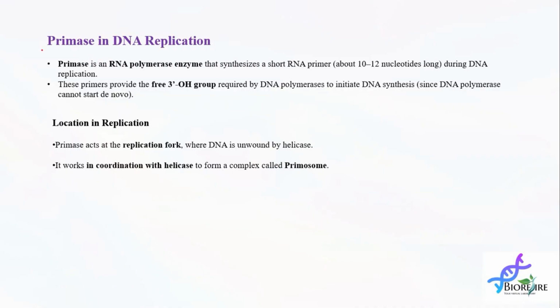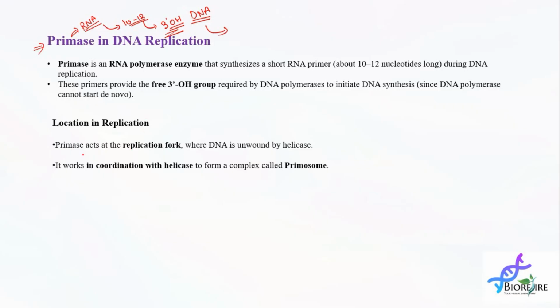Now we discuss the next enzyme, that is primase. What is the role of primase? Primase recruits RNA sequences. It adds 10 to 12 RNA nucleotides, and it also produces the 3' OH group, because DNA polymerase requires a free 3' OH group to perform its activity.